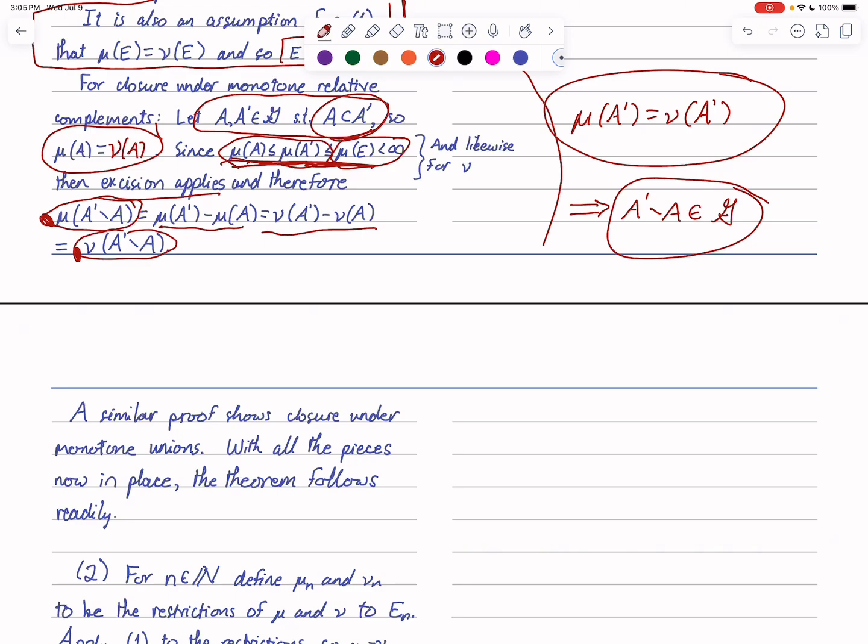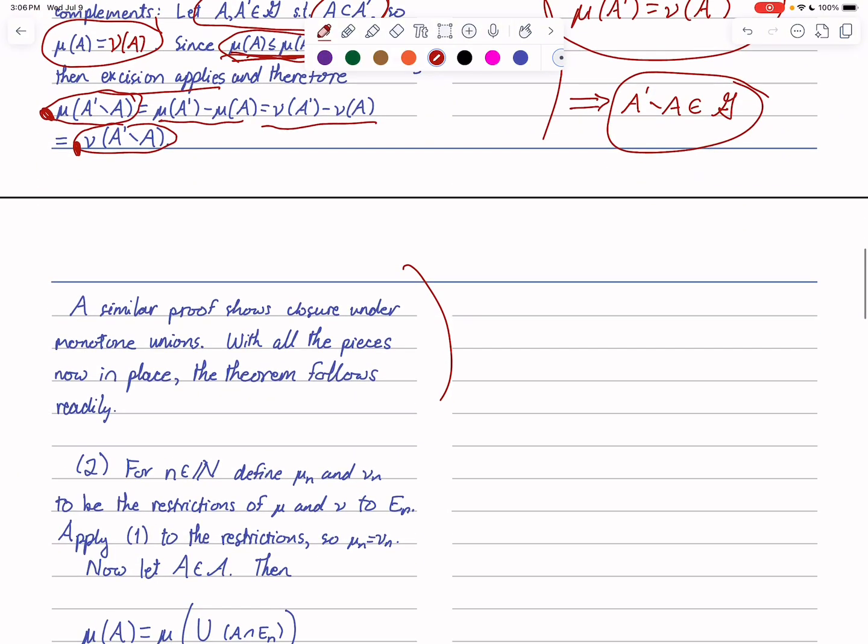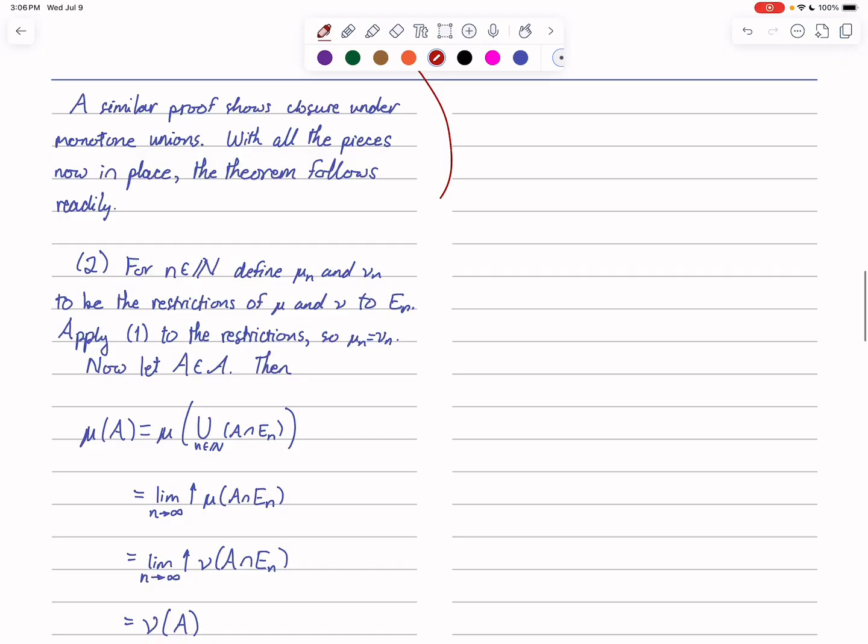Now, I won't go through the property for monotone unions, countable unions. It should be relatively easy, but as always, if it's not, then leave a comment and I can try to fill in the gaps there. But for now, at least, I am going to skip that part unless anybody requests that I fill it in.